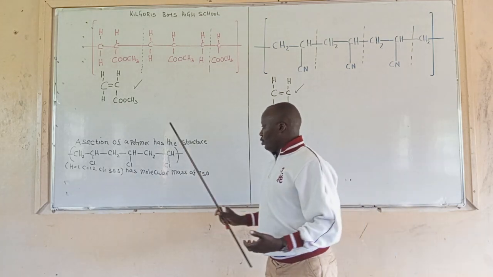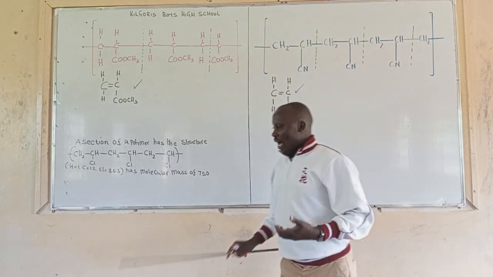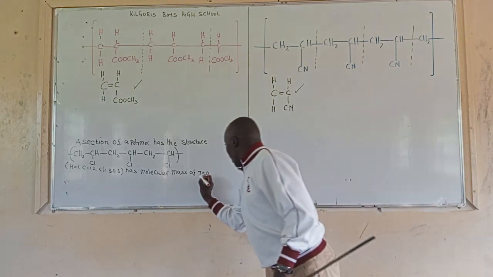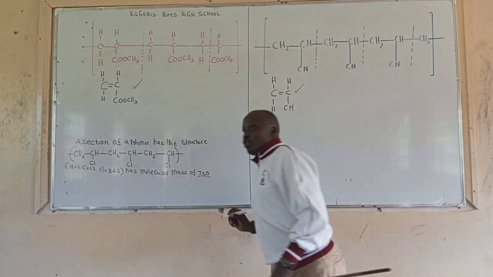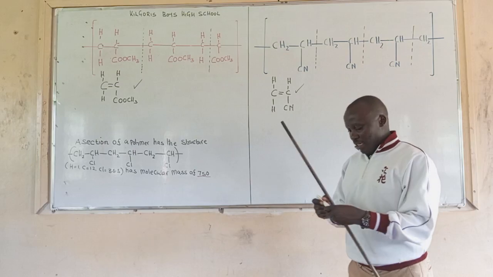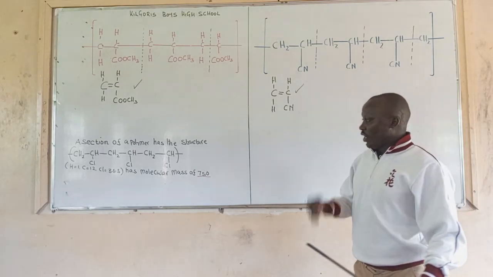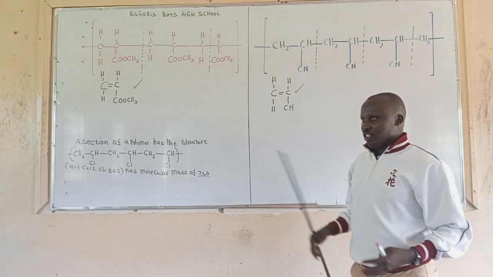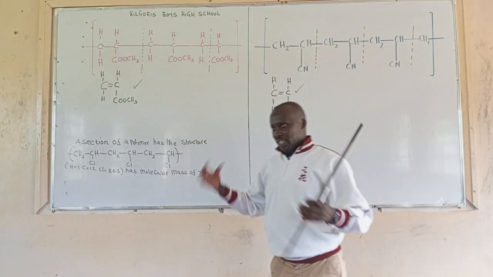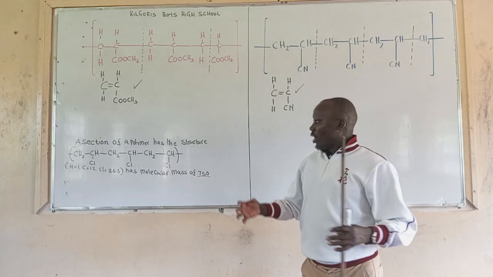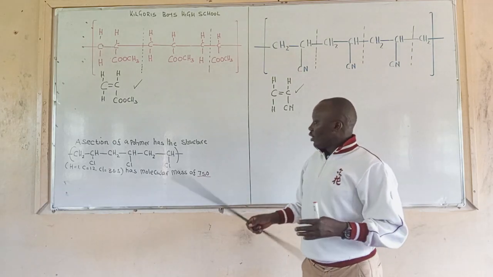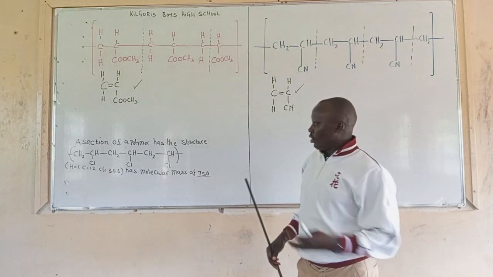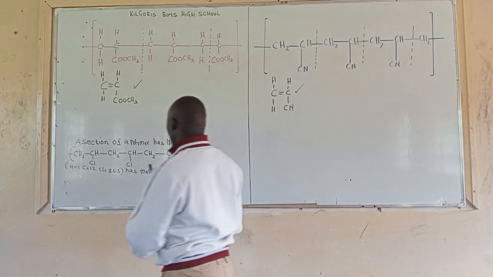Then this polymer has a molecular mass of 750. So if it has a molecular mass of 750, you are supposed to find the number of monomers. To find the number of monomers in this structure, this is just chlorine. First of all, come up with the structure of the monomer.